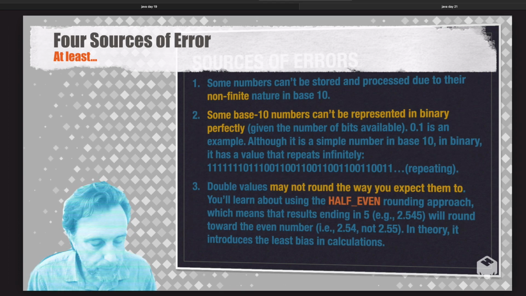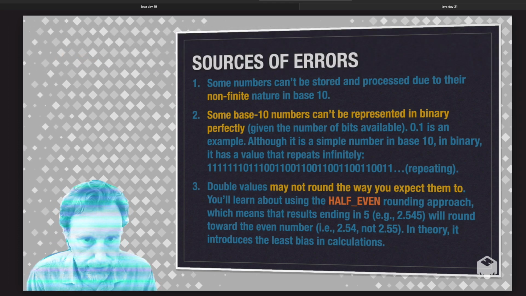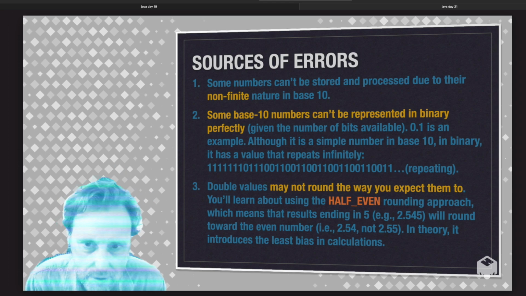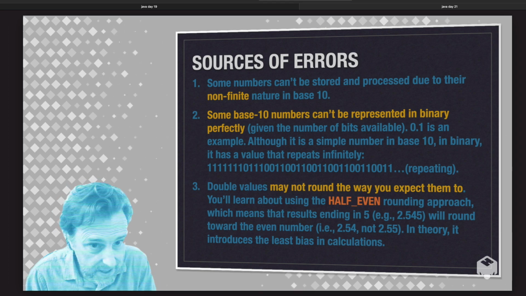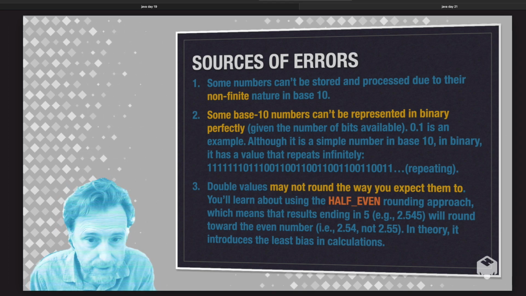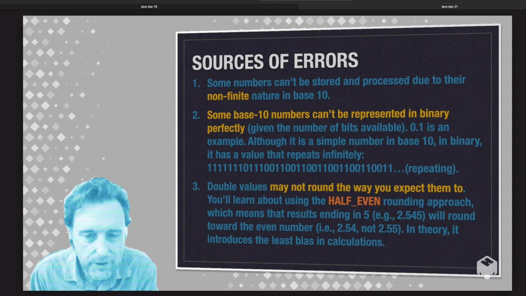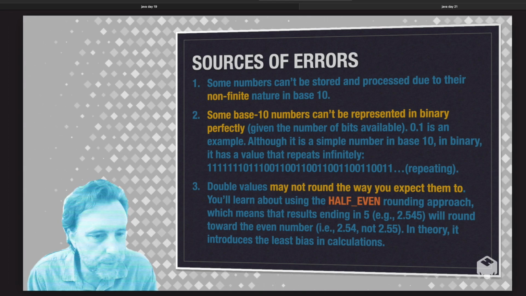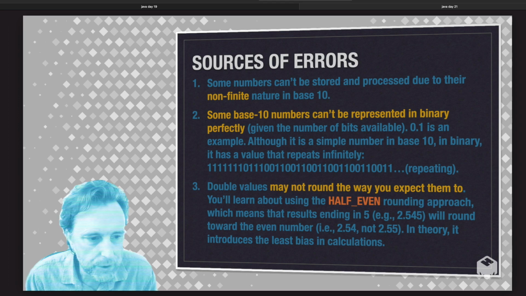Where do these errors come from? We talked about a lot of this in chapter 6, but not all of it. First off, number one, what I just talked about, you can't necessarily store every possible number in base 10. Some of them are repeating non-finite numbers, like a third, which you can't represent with perfect accuracy. And then rounding, there's actually 4, only 3 would fit on the slide. Number 3 is rounding may not work the way you expect it to.